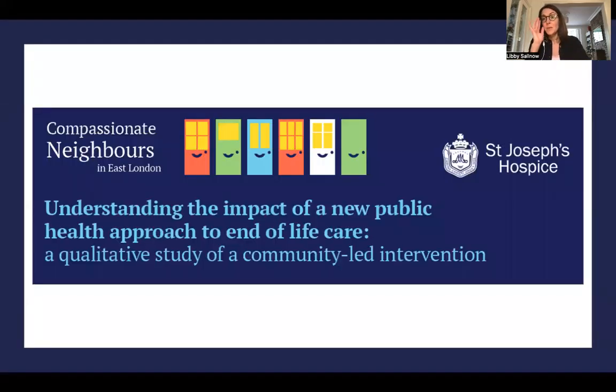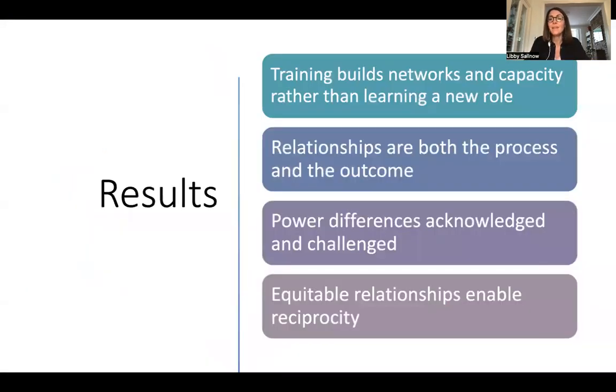So my PhD back in 2014 was evaluating this, and I wanted to understand what effect it had on people's experiences when you set up a compassionate community. And the key result was, first, that training builds networks and relationships rather than building a new role. So it was not about teaching people.